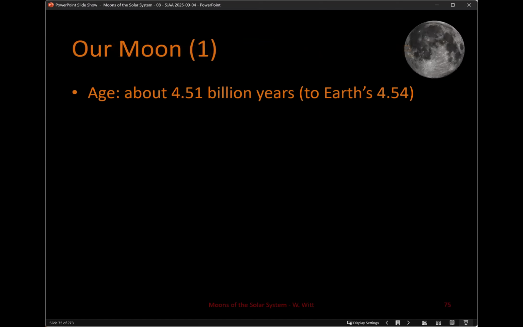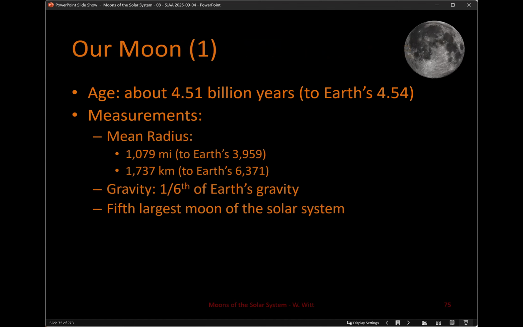So our moon is about 4.5 billion years old, just a little bit younger than the Earth. Its measurements are a mean radius of about 1,000 miles compared to the Earth's 4,000 miles, right? So the moon is about 4 times smaller in terms of diameter or radius than the Earth. Its gravity is 1/6, meaning that it would be much easier for me to jump up into the air, or rather off the ground, I should say, if I were on the moon. And our moon is the fifth largest moon of the solar system. So that's quite respectable. Out of those 420, this one is the fifth largest.